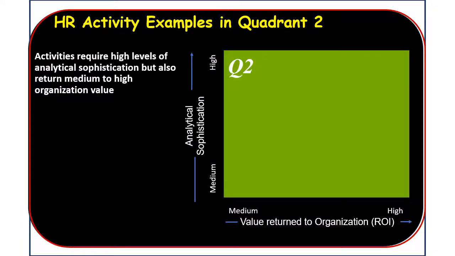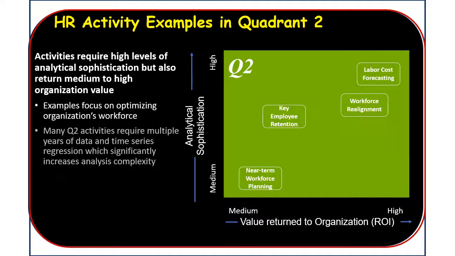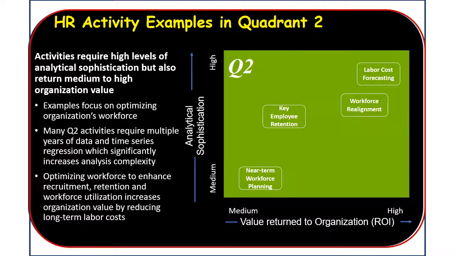Quadrant 2 activities require high levels of analytical sophistication, but they also return high levels of organization value. Examples of Q2 activities focus on optimizing the organization's workforce. Workforce analysis typically requires multiple years of data, regression modeling, time series analysis, and forecasting, all of which require specialized training. Optimizing the workforce to enhance hiring, retention, and utilization of that workforce adds value by reducing long-term labor costs.